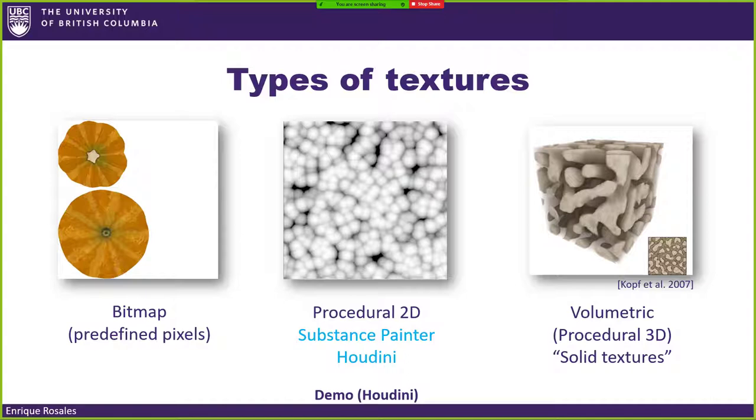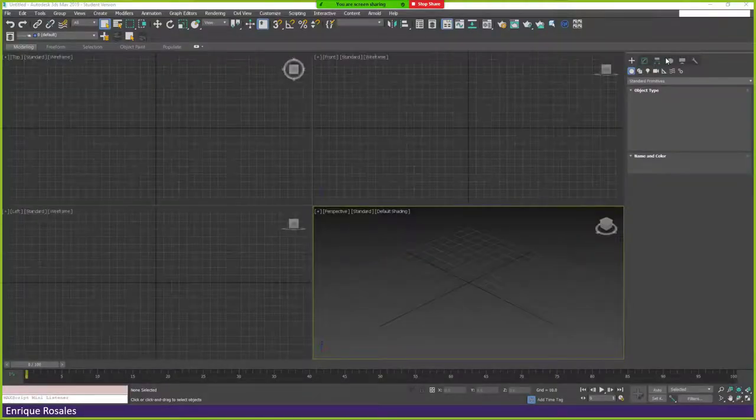The other type of textures are called procedural textures. And we have another type called volumetric. Actually, these two are somehow procedural. So volumetric is also a type of procedural texture. Basically, when we say procedural textures, we usually are referring to 2D procedural textures.